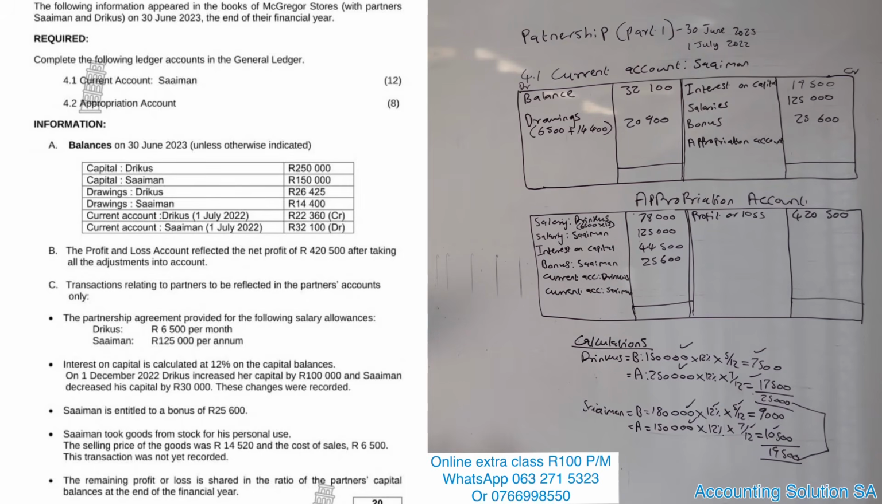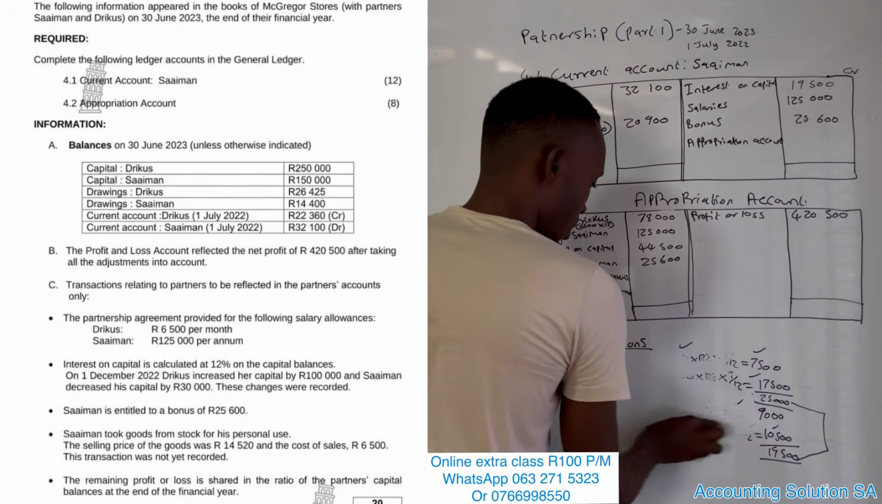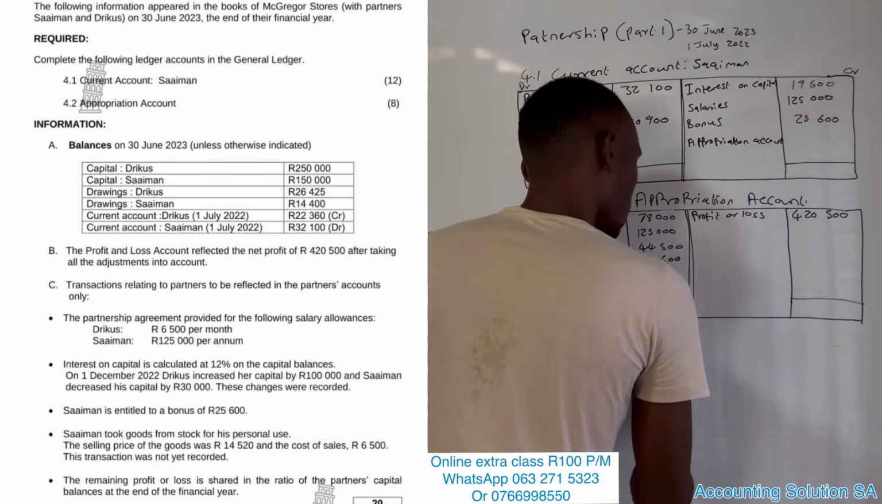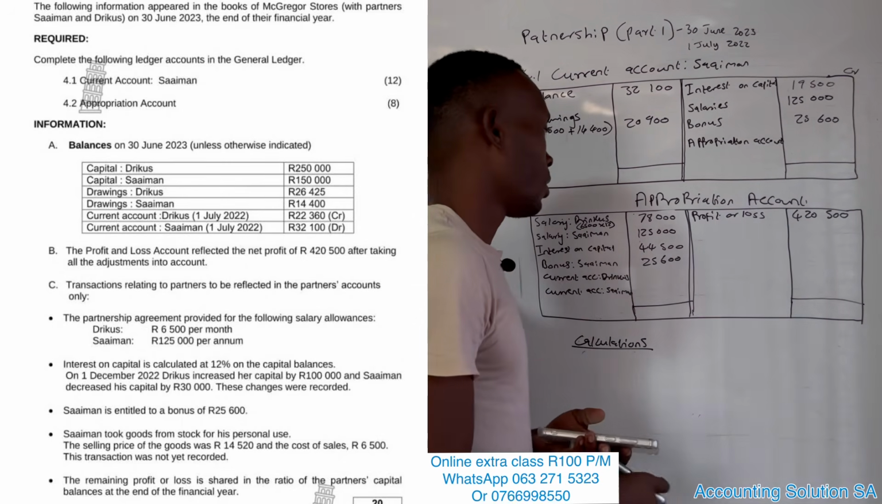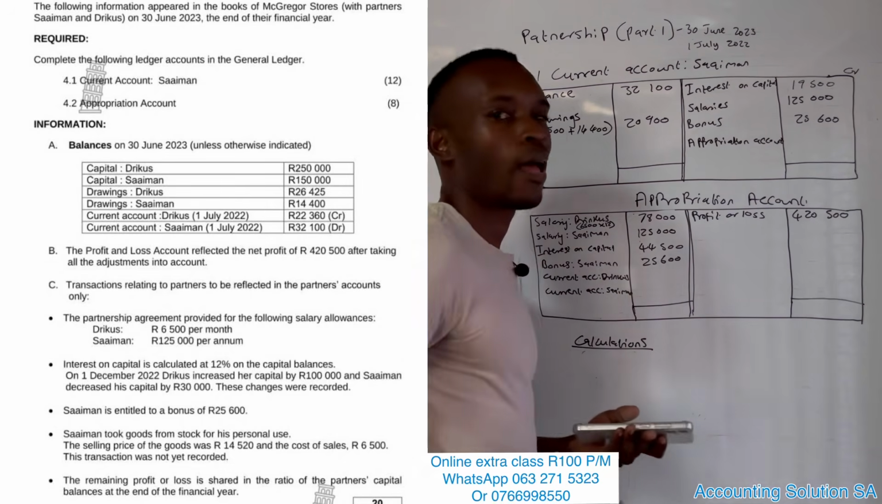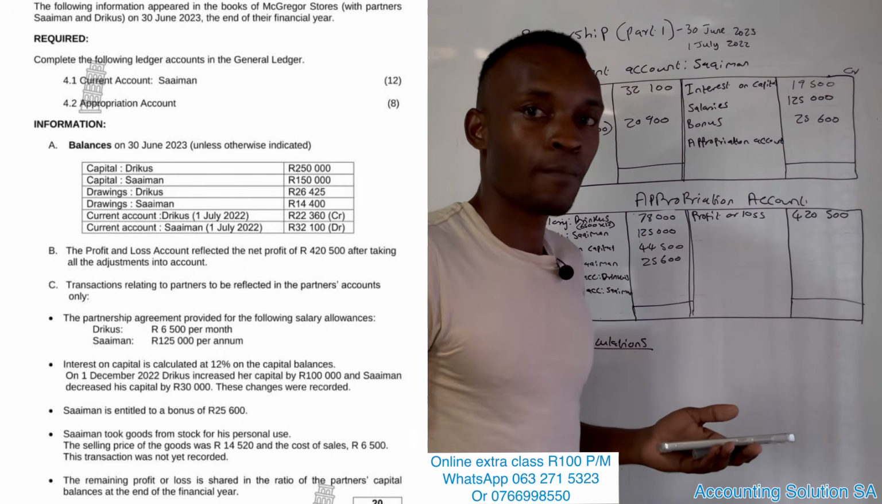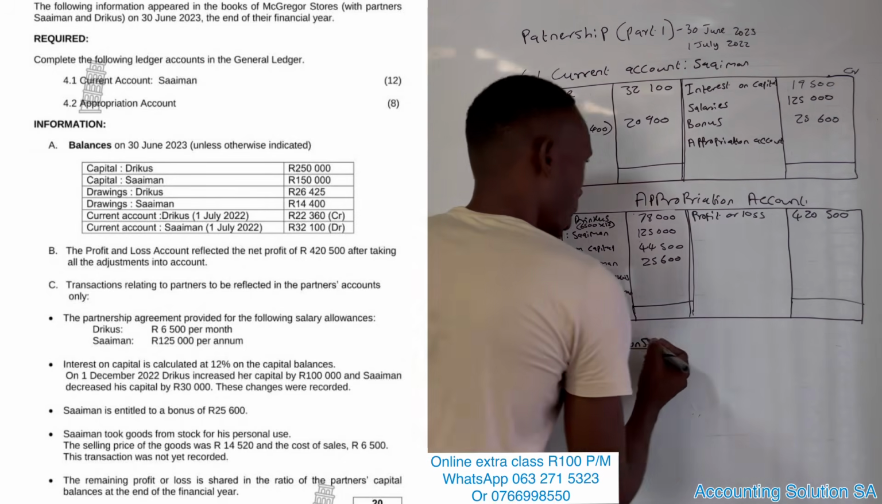Now we are going to the last part. The remaining profit or loss is shared in the ratio of the partners' capital balance at the end. Okay, the balance at the end of the capital is the one that is going to help us to determine how much each partner is going to get as a remaining. When they say the remaining, guys, remember this is the profit that they have made. This is the amount that they allocate to each other. After they allocate to each other this amount, there is some amount that we are left with that they need to allocate to each other.